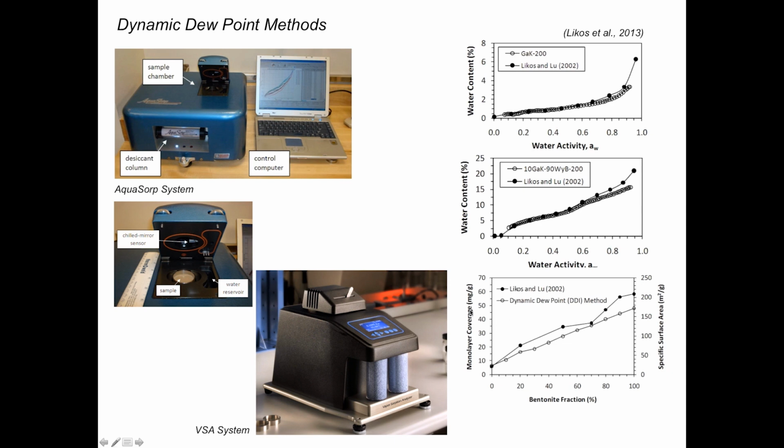And so the point here is that sorption isotherms are pretty easy to measure. These dynamic methods can develop sorption isotherms for a clay along wetting and drying paths within 24 hours or so. And so it's a very, very efficient way to make a measurement.